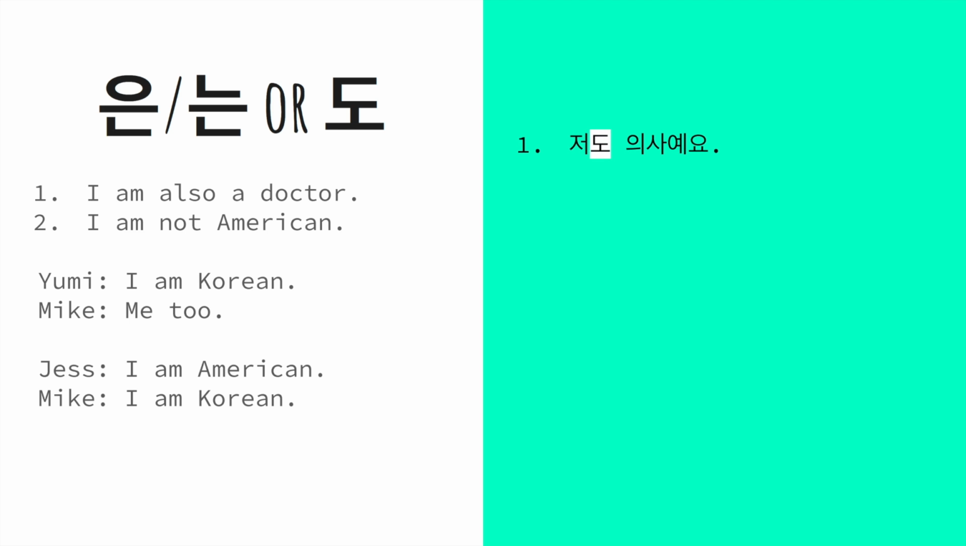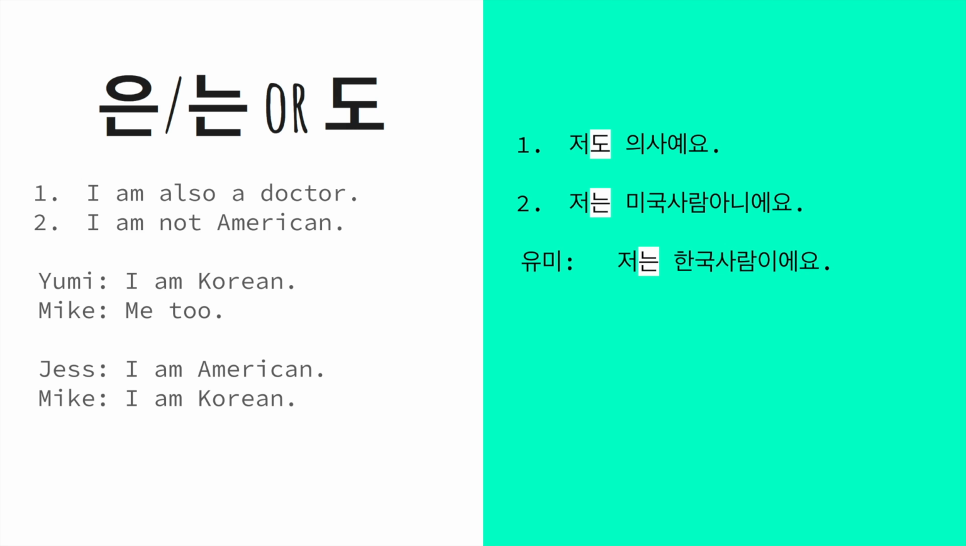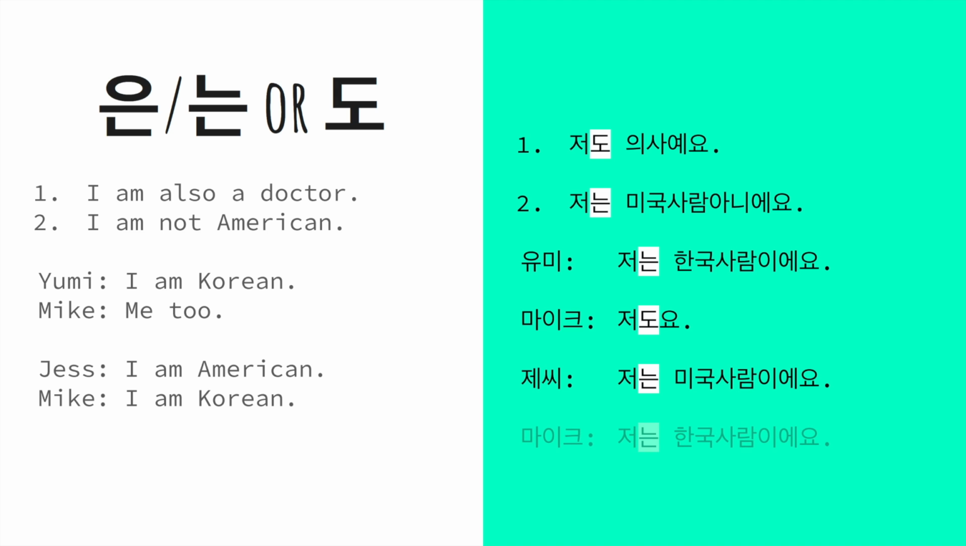I am also a doctor. 저도 의사예요. I am not American. 저는 미국 사람 아니에요. Yumi, I am Korean. 저는 한국 사람이에요. In this case, it is a topic marker because it is beginning the sentence. Mike, 저도요. In this case, it is saying also, saying that we're similar. Jess, 저는 미국 사람이에요. Mike, 저는 한국 사람이에요.